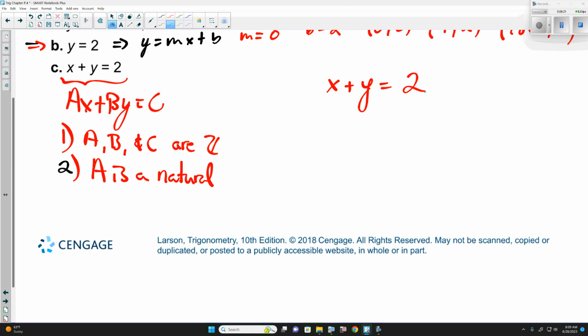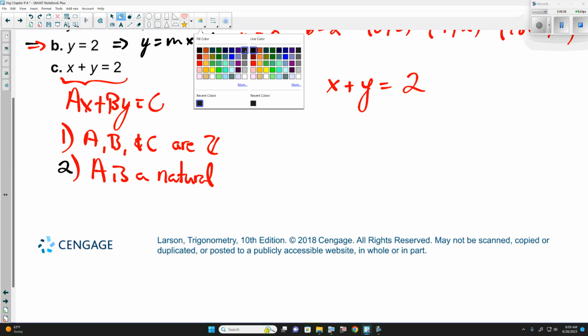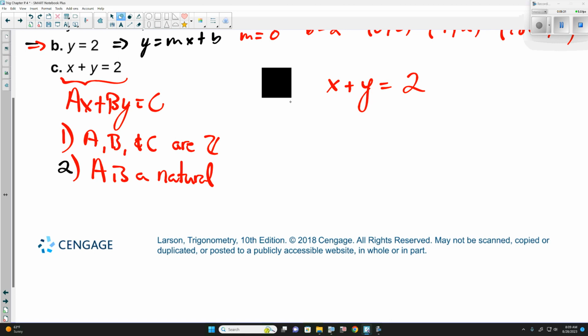This here, I'm going to get a box. Let's see, fill color black, line color black, awesome. Thank you. Because the two points that we're going to use are the two intercepts, the x-intercept and the y-intercept. Because at the x-intercept, the value of y is 0, and at the y-intercept, the x value is 0.